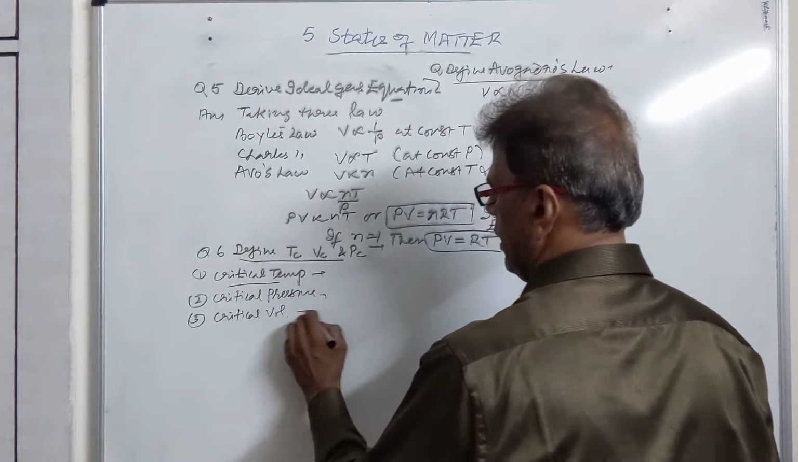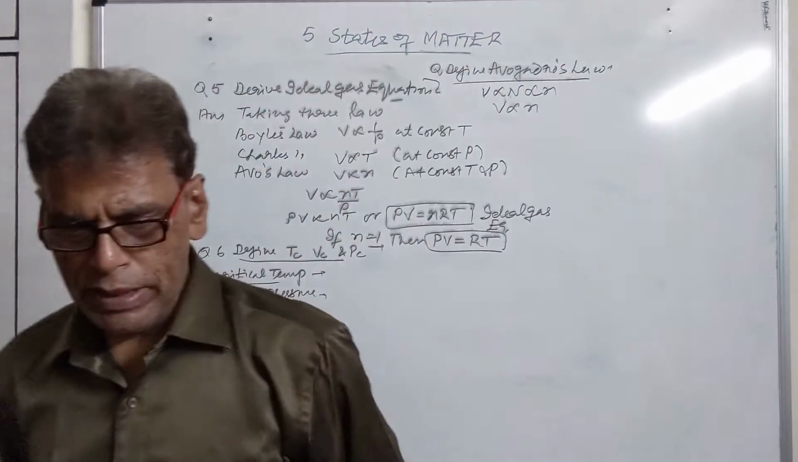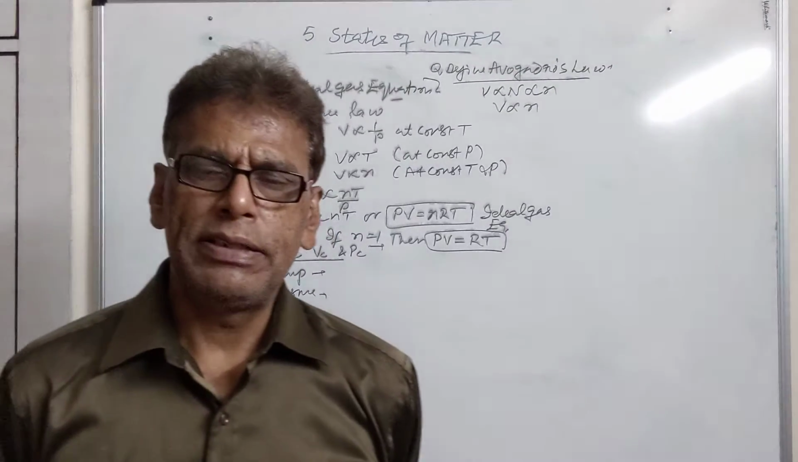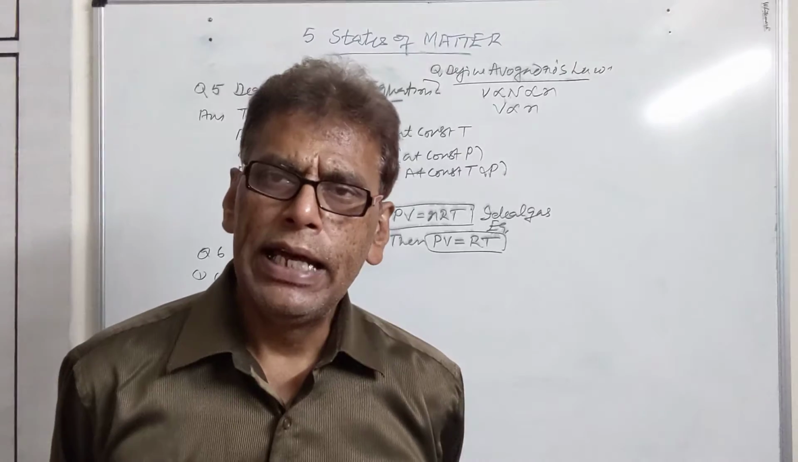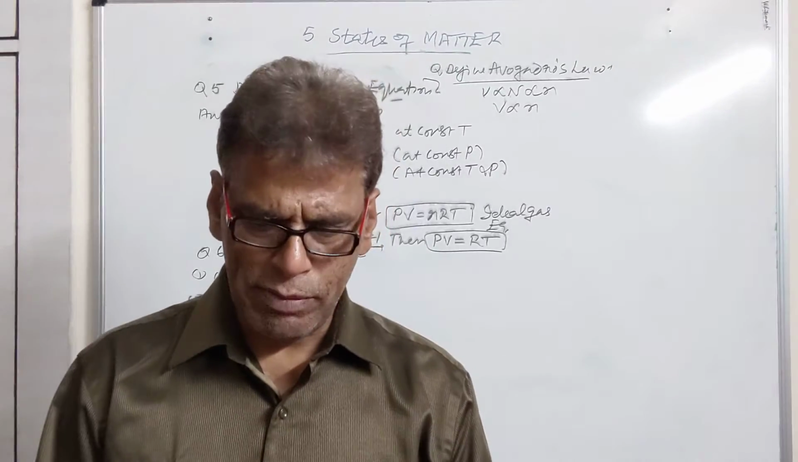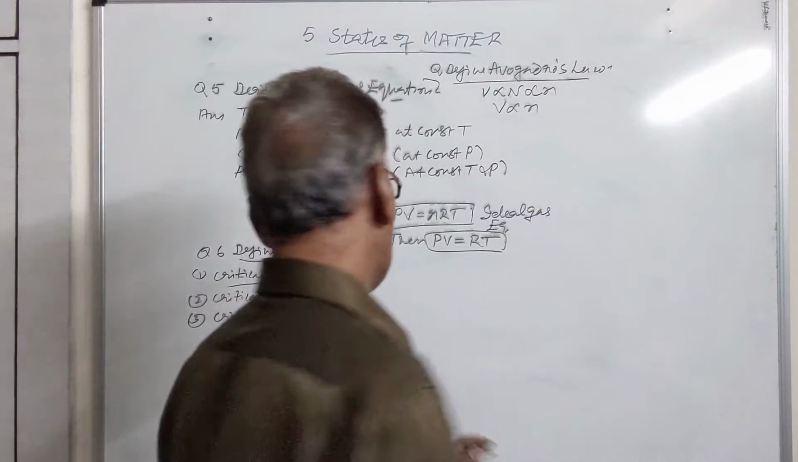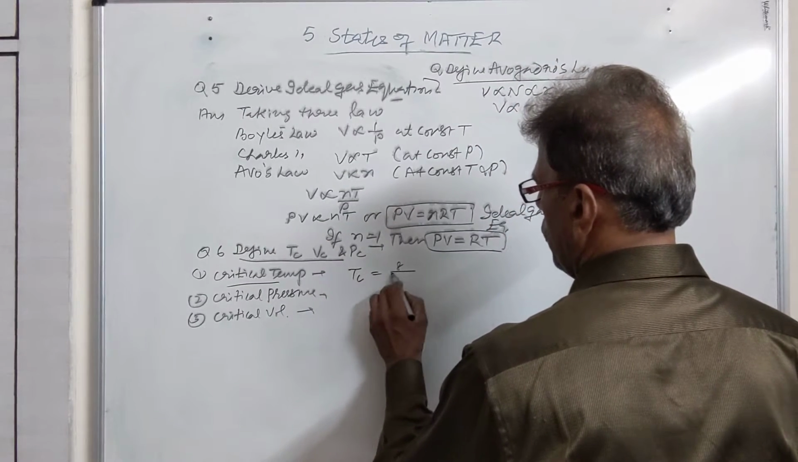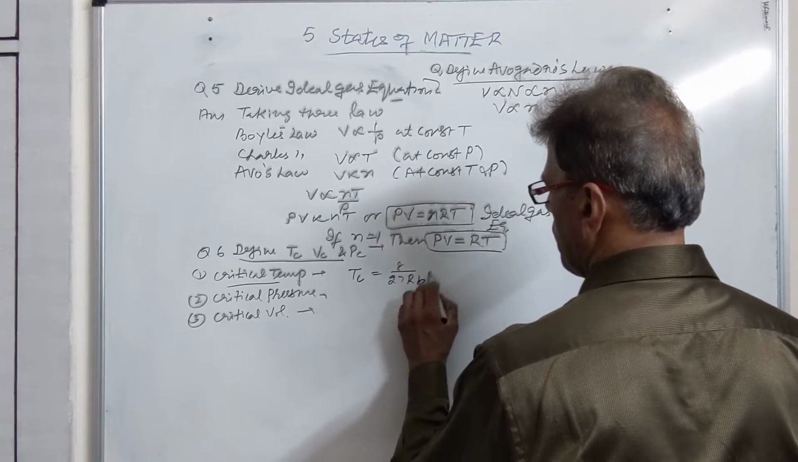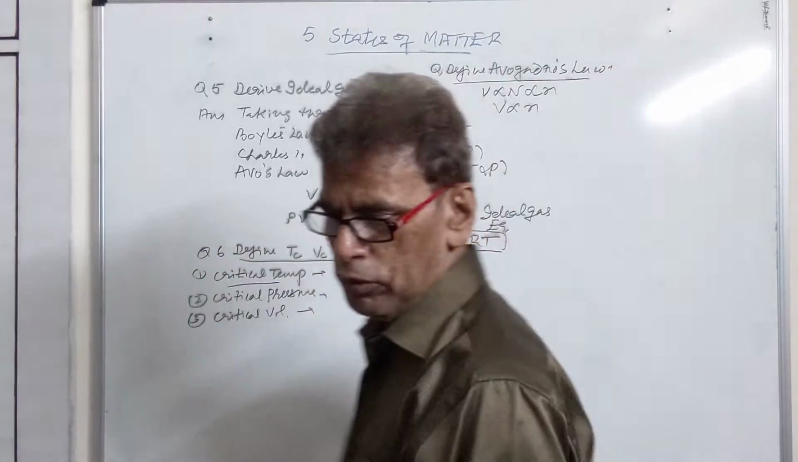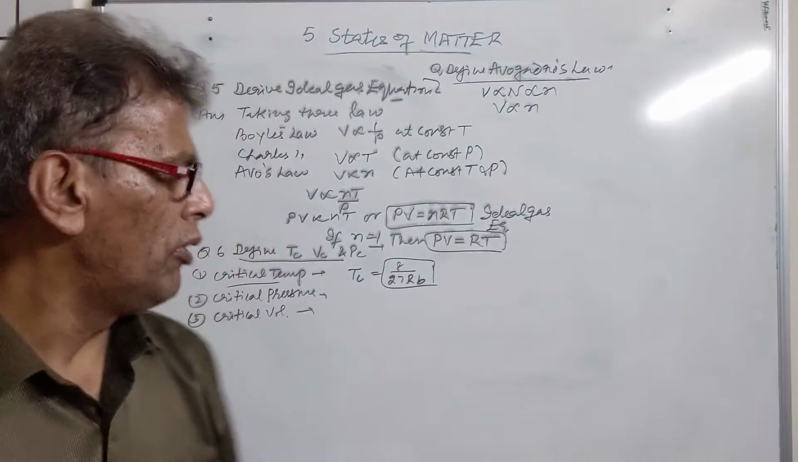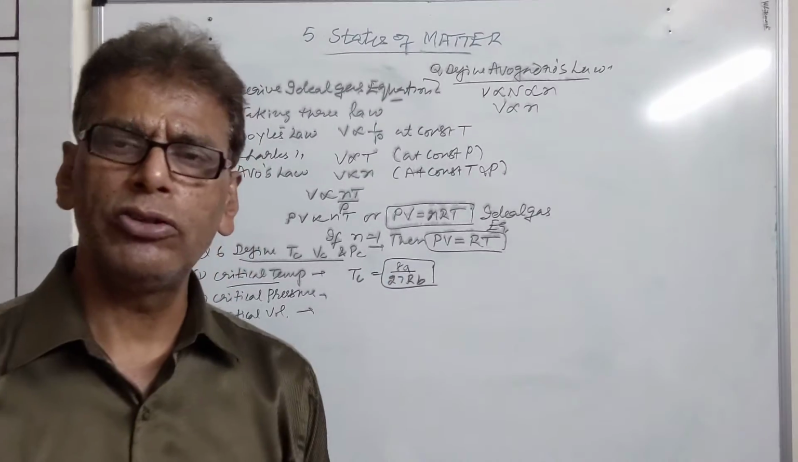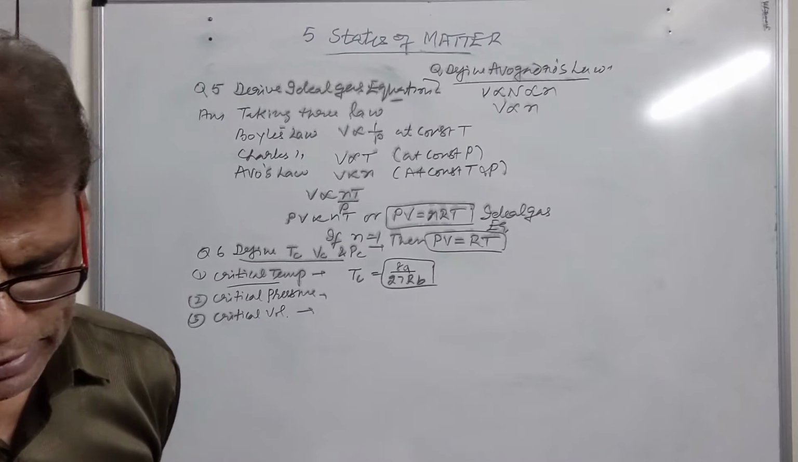Now what is critical temperature? Critical temperature is defined as the temperature above which the gas cannot be liquefied, however high the pressure may be, and Tc is equal to 8a upon 27Rb. So Tc is 8a upon 27Rb. b and a are van der Waals constants. We have already defined these constants.